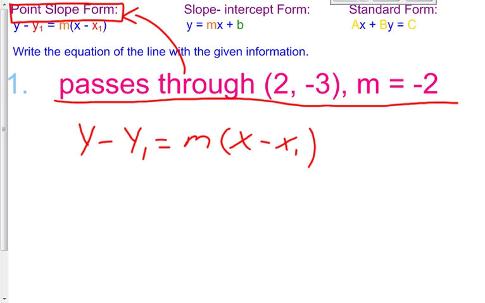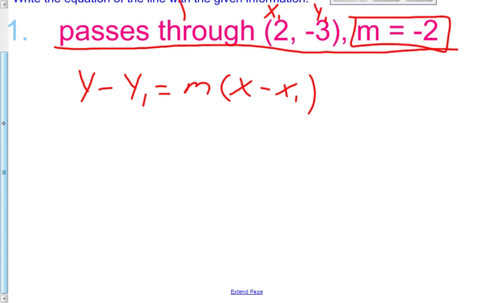We know that our m is a negative 2. And then our specific ordered pair, we said that was x1 and y1. So x and y represent every ordered pair. X1 and y1 represent a specific ordered pair. So once you have your information, all you do is plug it into the formula.